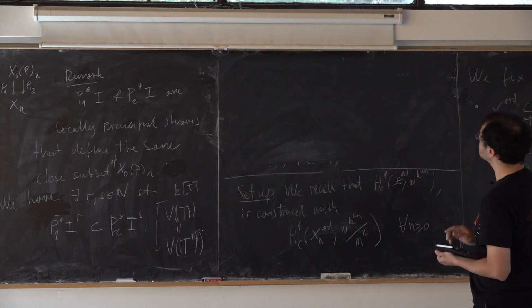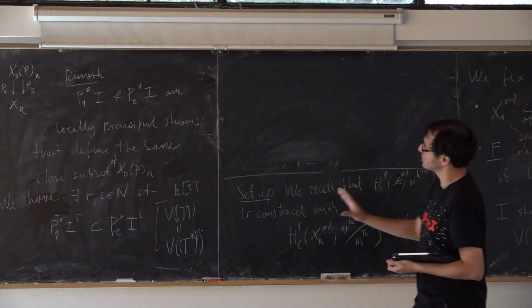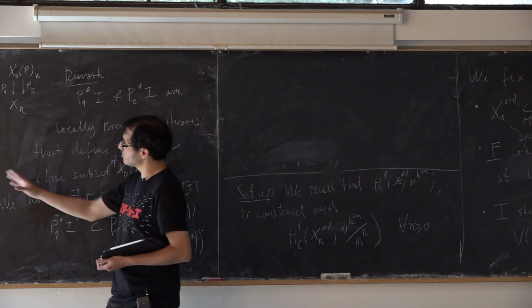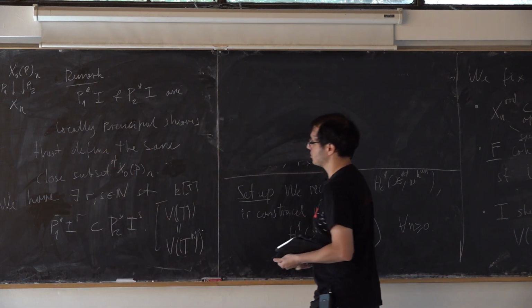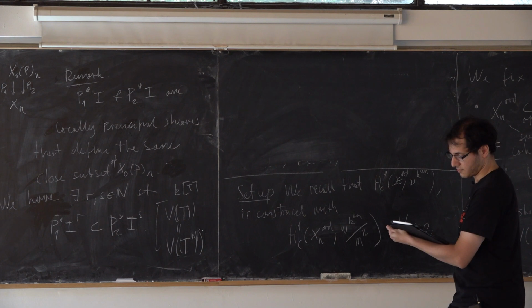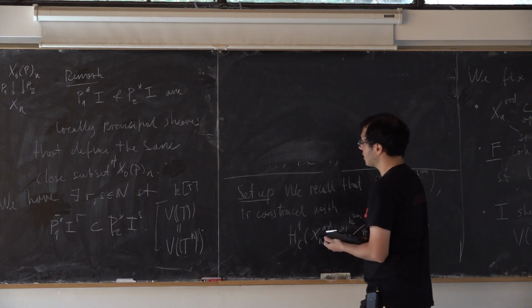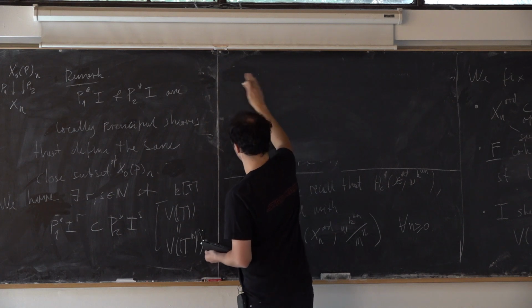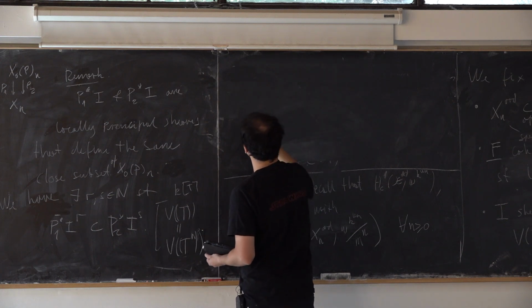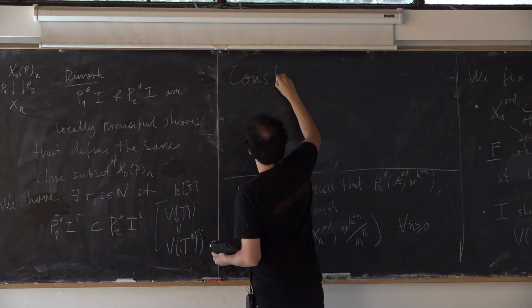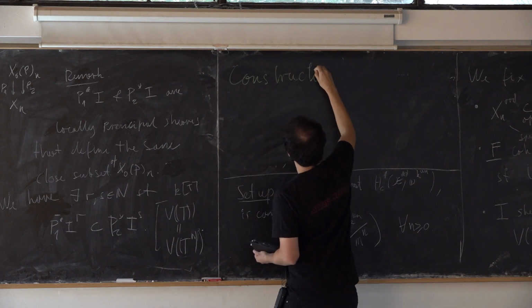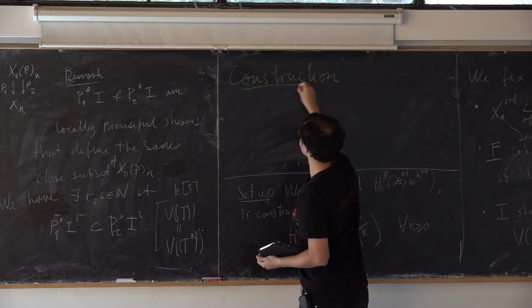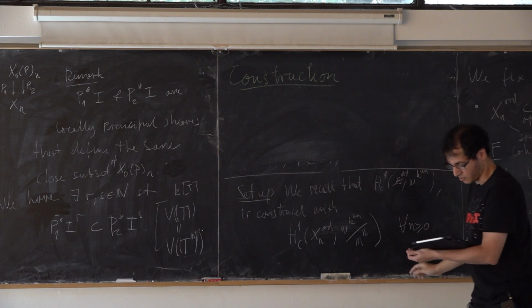Okay, I think this is the setup. We define these things, and we have this property on the pushback of this. So now let me start with the construction. The construction of F.